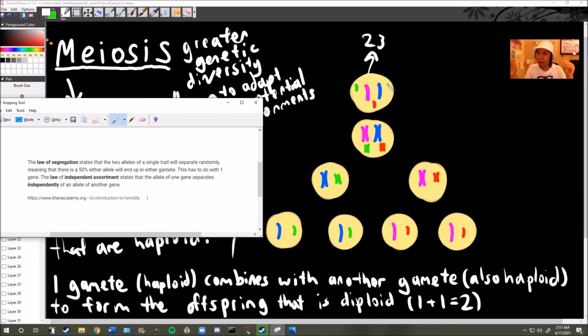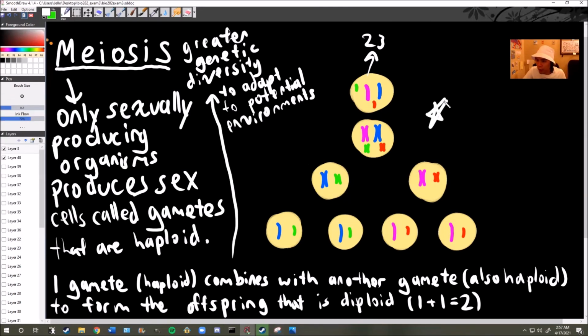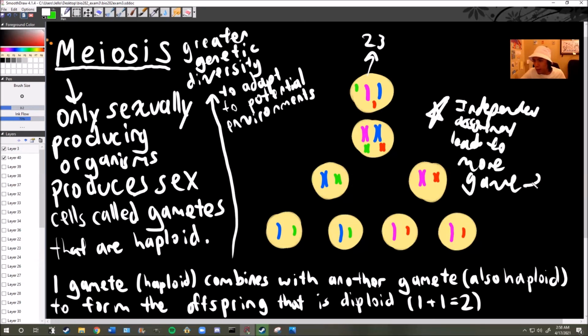But there is no favorable combination. One allele goes one place, one allele goes another place. They are sorted independently of one another. The fate of one allele does not affect the fate of another allele. And what is the implication of this? Wink, wink. This is the only important thing I wanted you to take from the independent assortment and the segregation stuff. Independent assortment leads to more gamete possibilities. For nothing else, just remember the sentence. Independent assortment leads to more gamete possibilities.